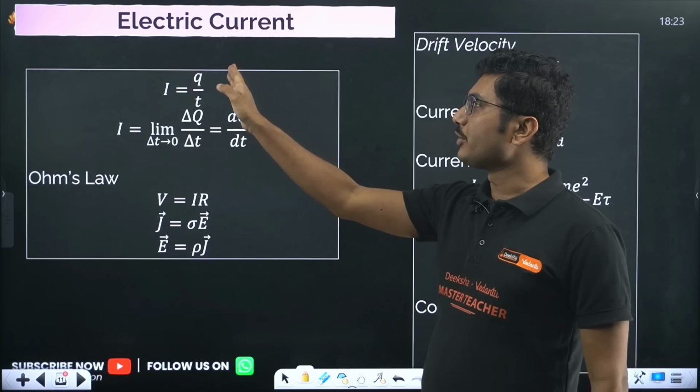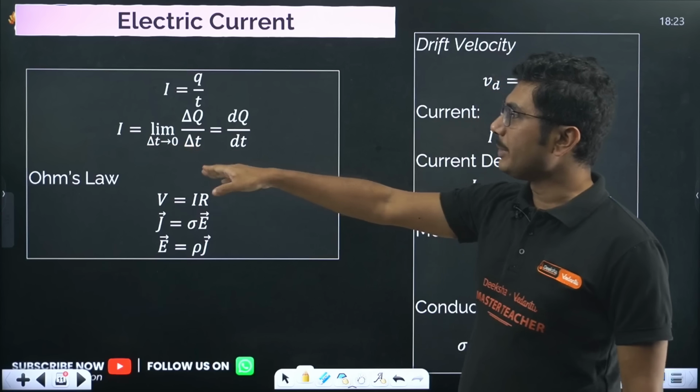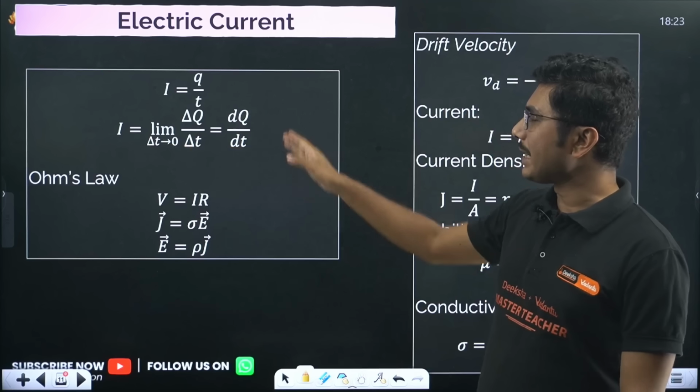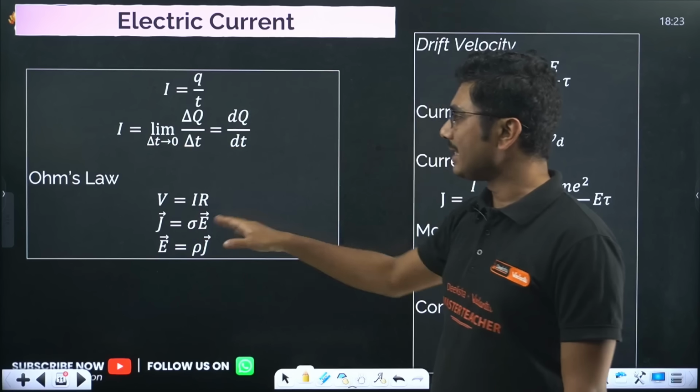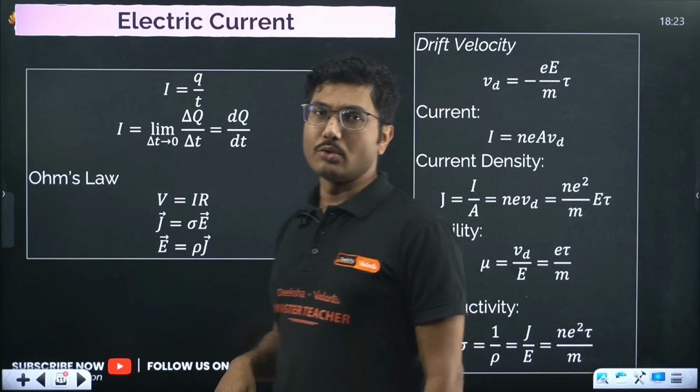So current is equal to Q by t, I is equal to the limit as delta t tends to 0 of delta Q by delta t, and that is dQ by dt. Ohm's law is V equals IR, J is equal to sigma E, E is equal to rho J.